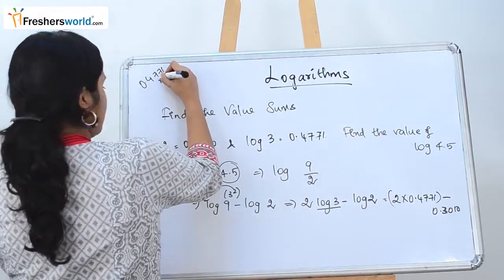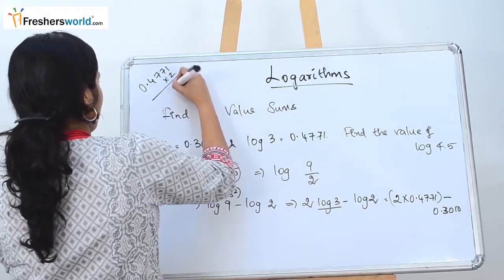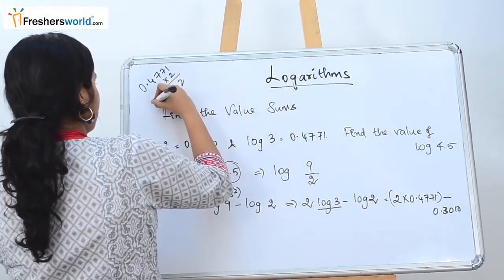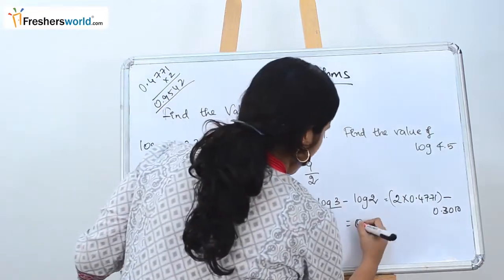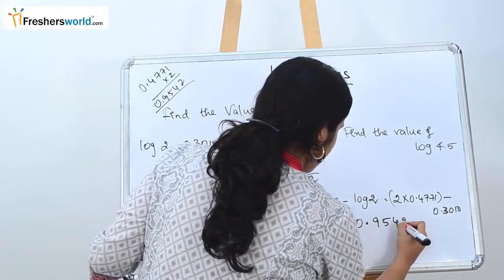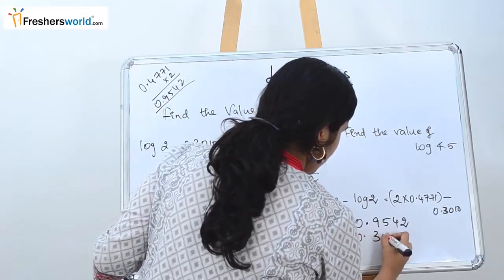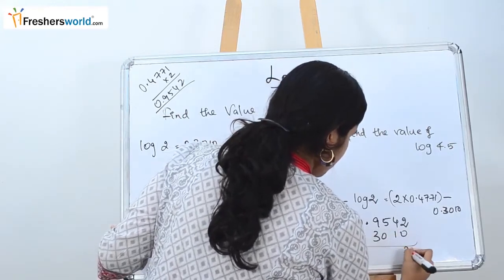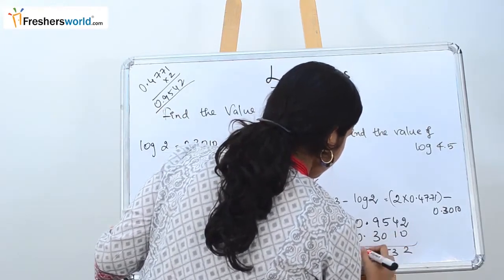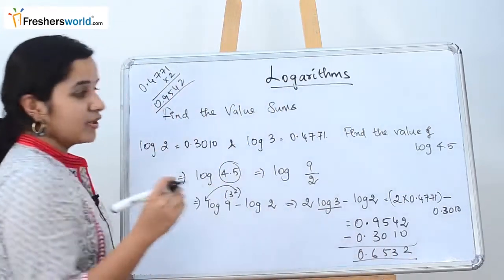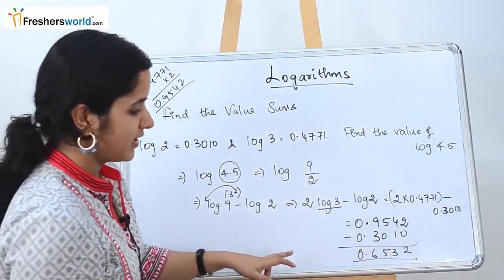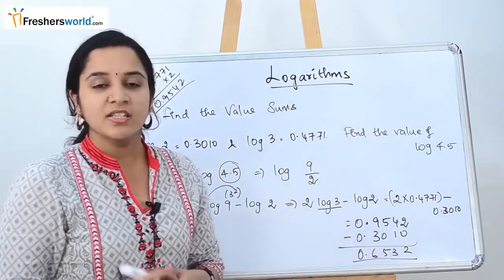So multiply this, 0.4771 into 2 is 0.9542. Then 0.9542 minus 0.3010 gives 0.6532. So the value of log 4.5 is nothing but 0.6532. Let's go to the next sum.